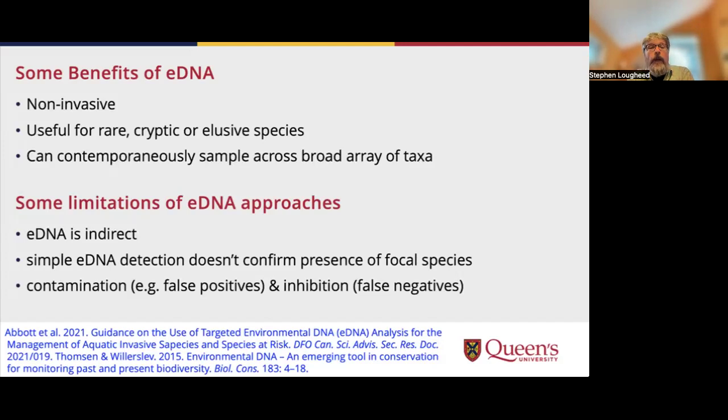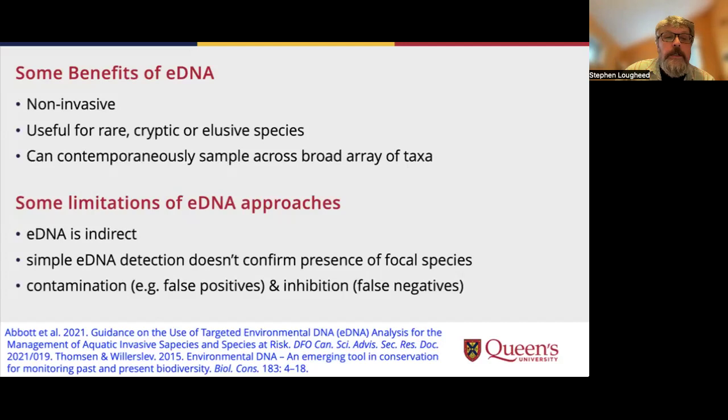It can be useful for rare, cryptic, or elusive species that might leave their DNA signature but might not be obvious at a particular site at a particular time. Breeding may already have occurred. They might be crepuscular or nocturnal. They might not vocalize, all kinds of reasons. The other nice thing about eDNA is you can contemporaneously sample across a huge array of taxa, and you can really build up a geographically intensive profile of either biotic assemblages or single species.